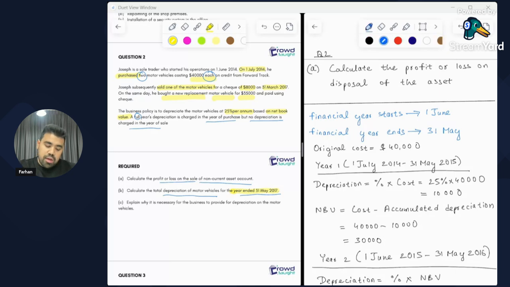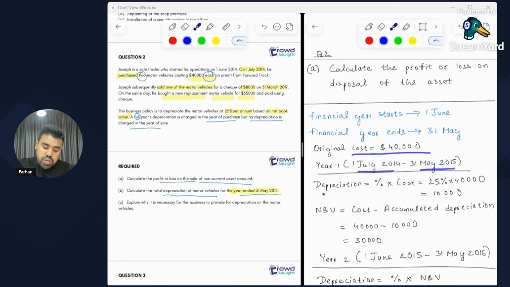Okay, now let's talk about the disposal of the non-current asset. We know that one of the motor vehicles which we had purchased on 1 July 2014 for $40,000 had been sold, which means the original cost of the motor vehicle that we had sold is $40,000, and that is the basis of our calculations as we move forward. So year one of usage for these motor vehicles will be from the day of purchase, which is 1 July 2014, all the way until 31 May 2015. Although this is not 12 months exactly, based on the company's policy, we understand that we're applying a full depreciation in the year of purchase, right?